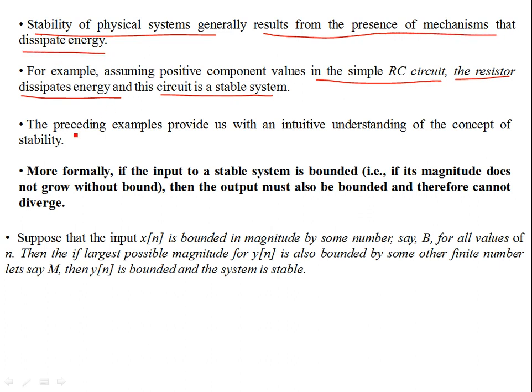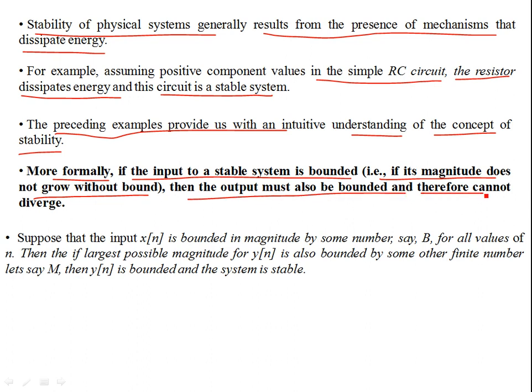Formally, though these preceding examples provide us with an intuitive understanding of the concept of stability, you can put it like this: if the input to a stable system is bounded, meaning its magnitude does not grow without bound, then the output must also be bounded and therefore cannot diverge. So we cannot have an output that is diverging or unbounded.